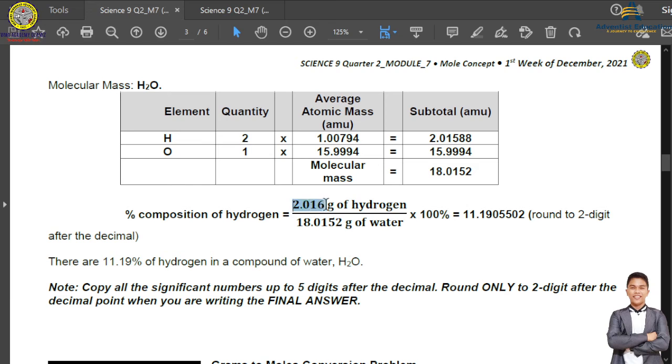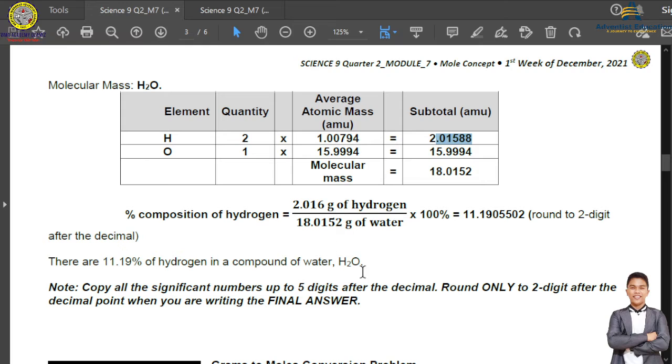Using the total atomic mass of hydrogen, which is 2.01588, and we are using grams as our unit, so 2.016. Why do we round off that one here? Because the digit after is 5. That's the reason why you can also write all the numbers there, which is much better. It is much better if you write all the numbers there.